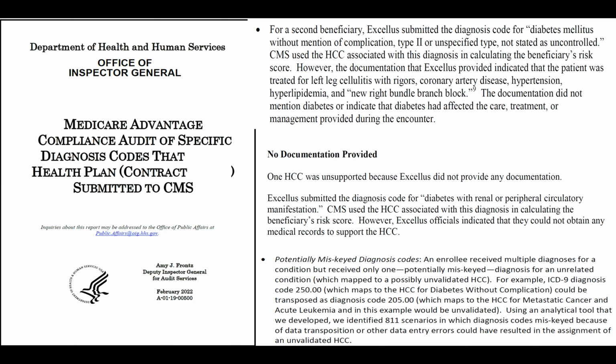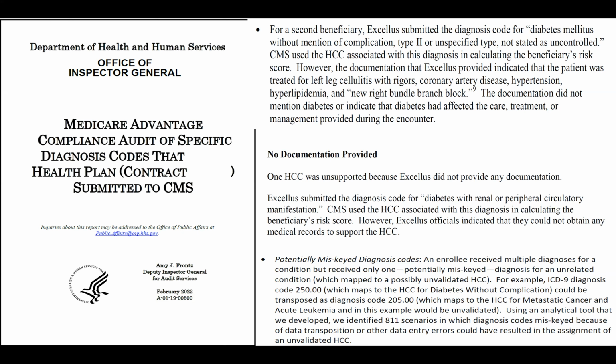Okay, so regardless of whether that code description is ICD-9 or ICD-10, we could eliminate that sentence and start at: the documentation that Excellus has provided indicated the patient was treated for left leg cellulitis, rigors, coronary artery disease, hypertension, hyperlipidemia, and new right bundle branch block, and did not indicate diabetes. So if you get over that ICD-9 description, it's nearly irrelevant because it has nothing to do with the error here. The error is the condition for which the HCC was assigned was not documented.